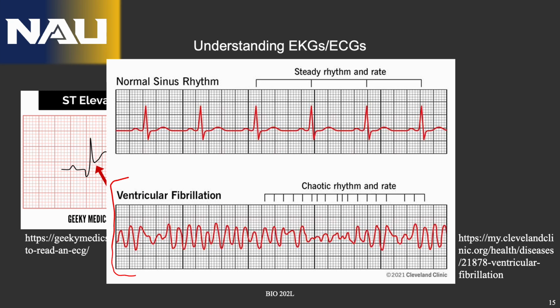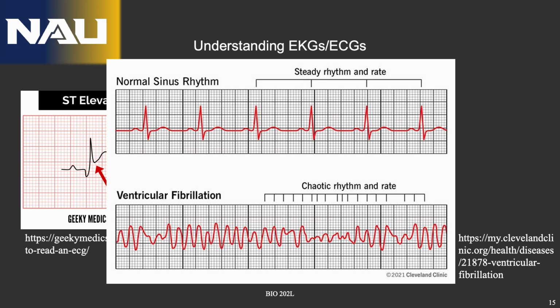This is a life-threatening condition where the ventricles quiver instead of contracting properly due to disorganized electrical activity. The EKG shows a chaotic and irregular pattern with no discernible P wave, QRS complex, or T wave. So immediate defibrillation is required to restore a normal heart rhythm and prevent sudden cardiac death. So this is when you would shock someone with a defibrillator.